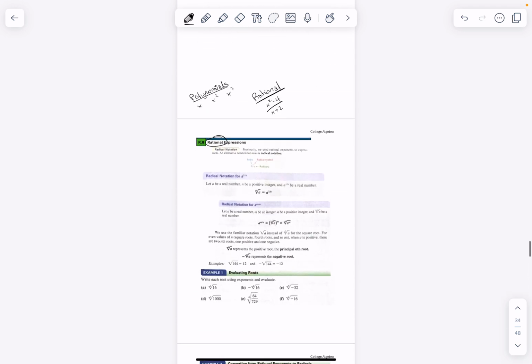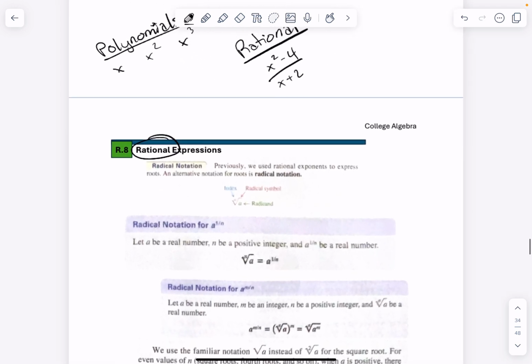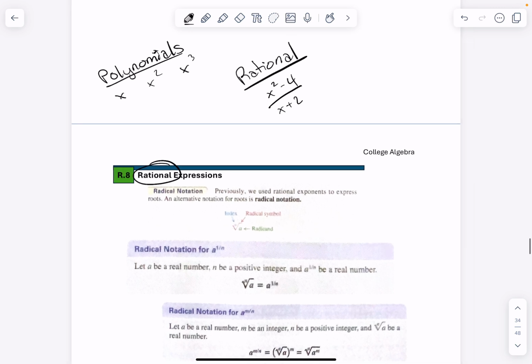And now we are on the last section, which is not rational expressions. These are radical. That's a typo. These are radical expressions. There we go. So radical expressions: square roots, cubic roots, fourth roots, things like that, okay?